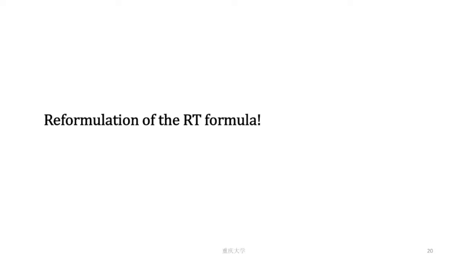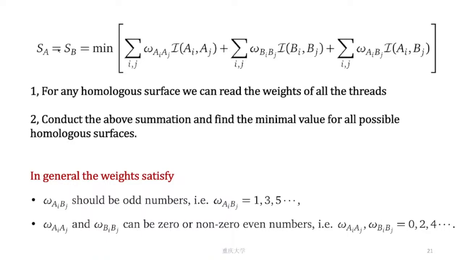We can reproduce the RT formula without knowing the RT surface in advance. This is the strategy. If you calculate the entanglement entropy of A, which equals the entanglement entropy of B, where A and B form a pure state, you should sum over all the P threads between AI and AJ, between BI and BJ, and those intersecting P threads between AI and BJ, with the corresponding weights.